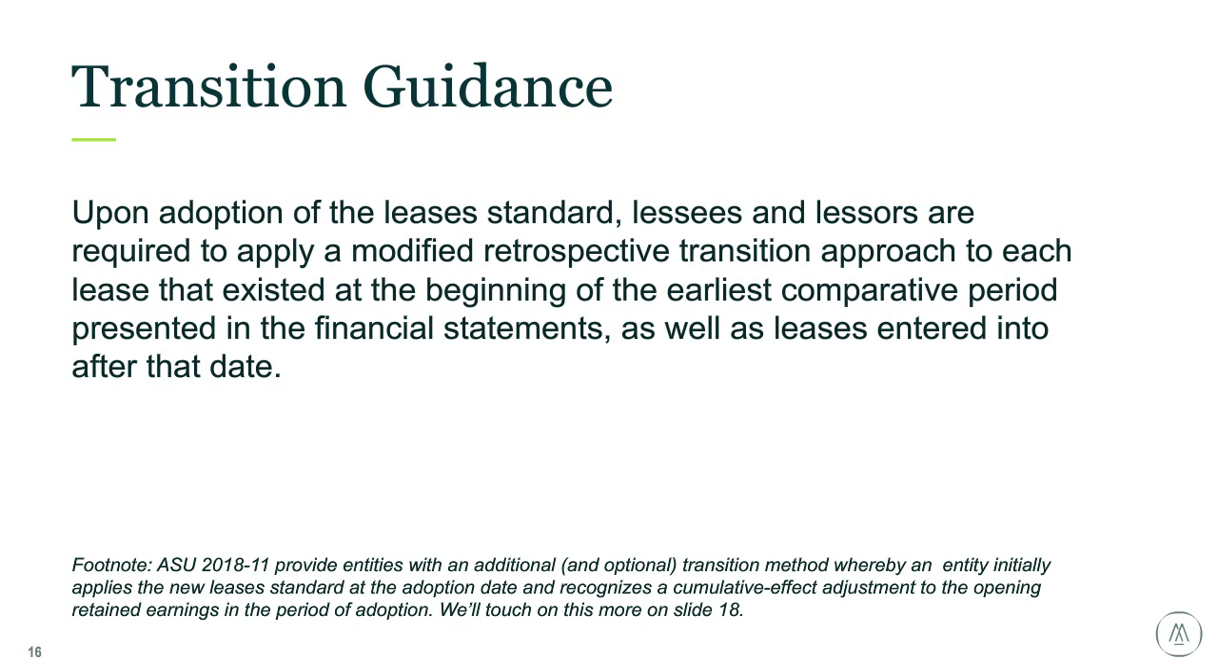Very recently, ASU 2018-11 provides, I think, some much needed practical expedient, and that basically allows you as a preparer of those financial statements to apply the new lease standard at the adoption date, and instead of going back into your prior year and recording a right of use asset and the lease liability, you'll now have the ability to record a cumulative effect adjustment to opening retained earnings in the period of adoption. And we'll reiterate that at slide 18 here.